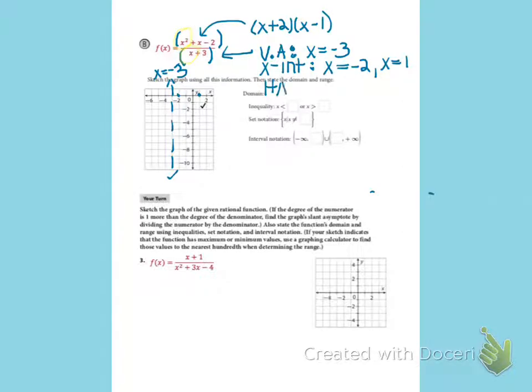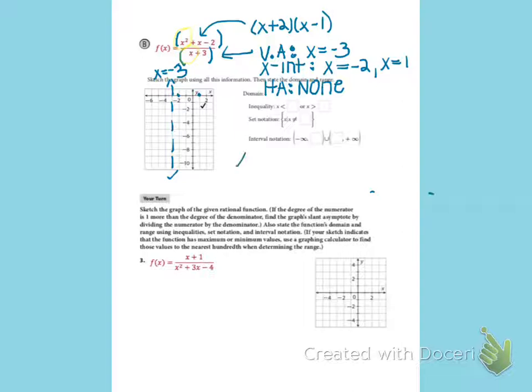I'm just going to put none there. But remember, we talked about this thing called the slant asymptote. And we said if the degree is 1 higher on the top than on the bottom, and that is the case here, because the degree is 2 on the top and 1 on the bottom, that there's a slant asymptote that is the quotient of the numerator and denominator.